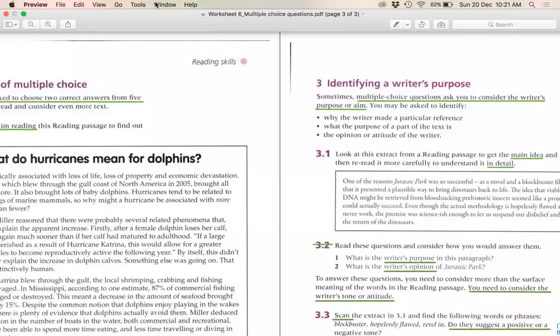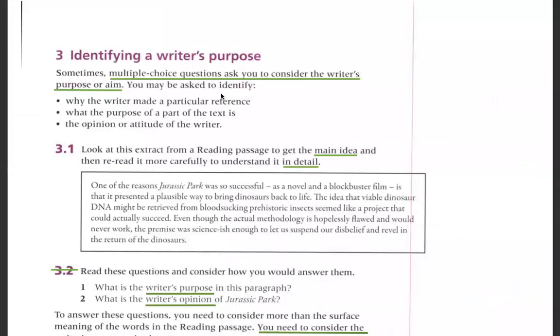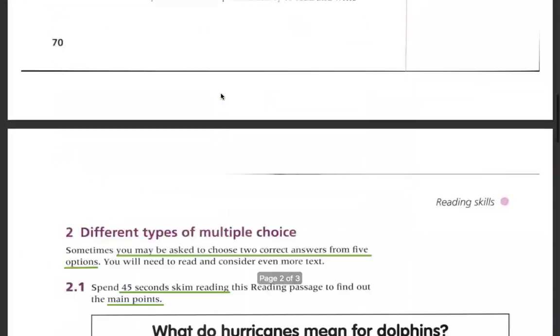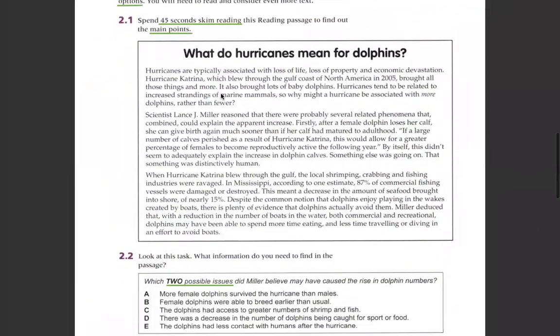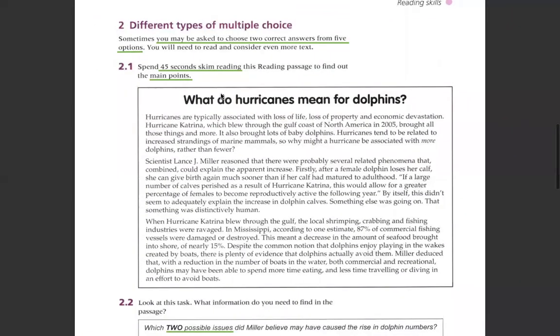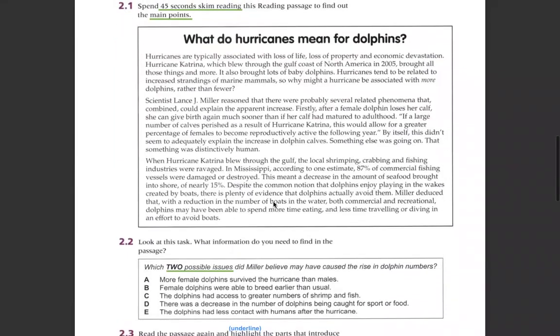Now let's have a look at some other multiple choice questions. Right, so some other questions, you may be asked to choose 2 correct answers from 5 options. So here you're not just choosing one option, but you're choosing 2.